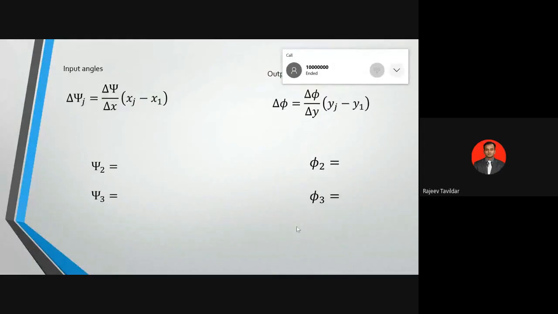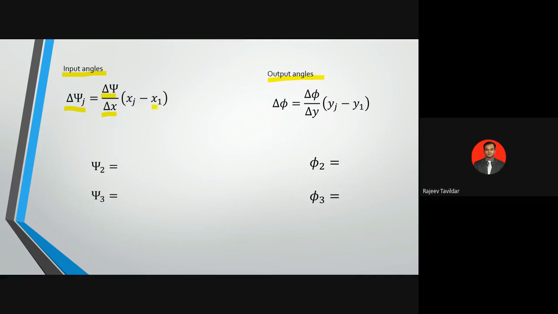Okay, so the next step would be to calculate the input and output precision angles. The equation for calculating the precision input angle will be delta psi j, where we have to replace j with 1 and 2 and so on. Delta psi j will be equal to delta psi, which is given to us in the problem, divided by delta x, which we know, into bracket xj minus x1.